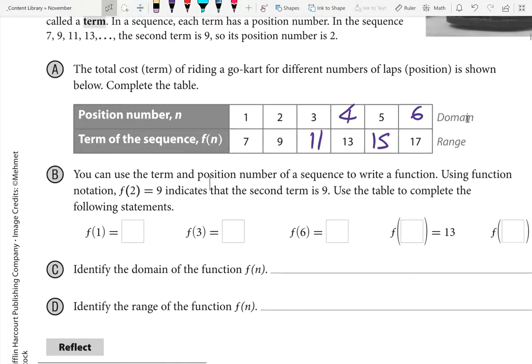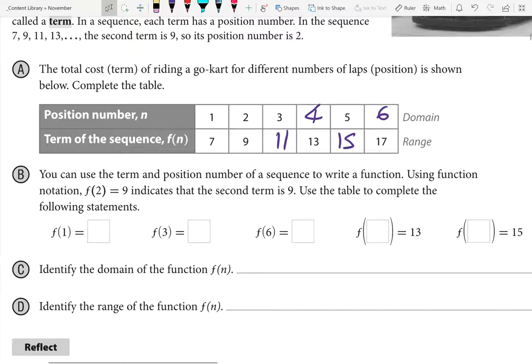Now, to make sure we're clear on our notation, f of 1, the way that's written and pronounced, means the cost of 1 lap. And the cost of 1 lap, as we mentioned, f of 1, is 7. It also means the first position, not in the go-kart track, but in the sequence: the first number, the first term in the sequence, 7.